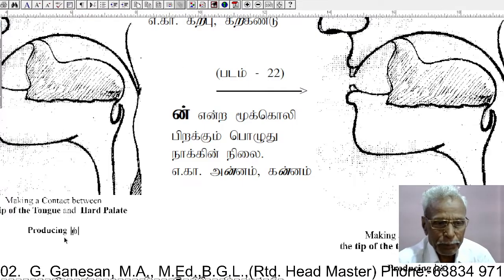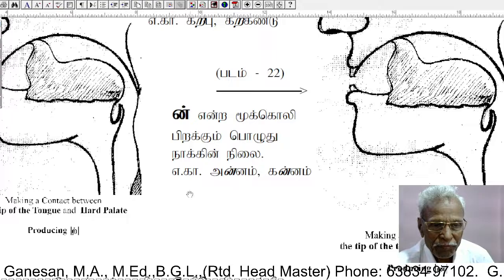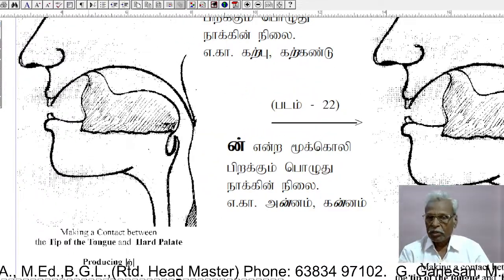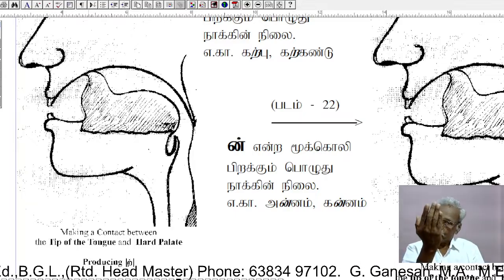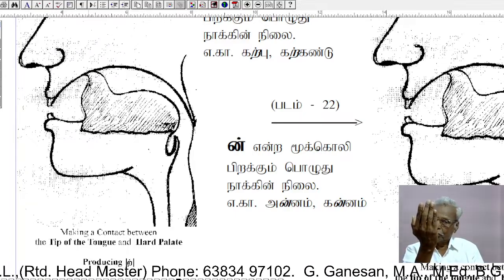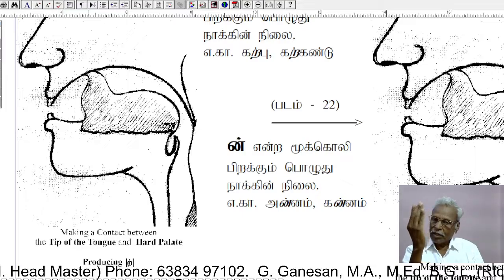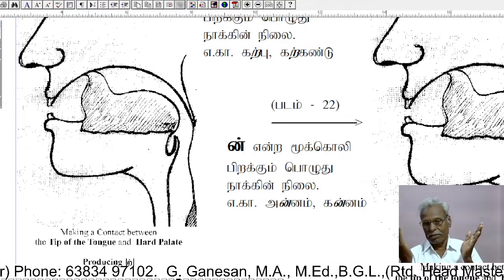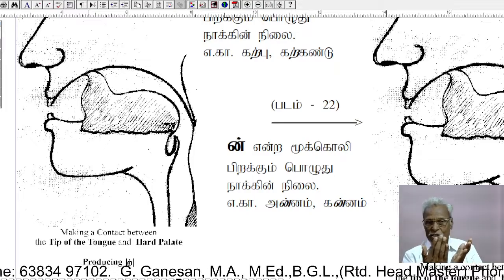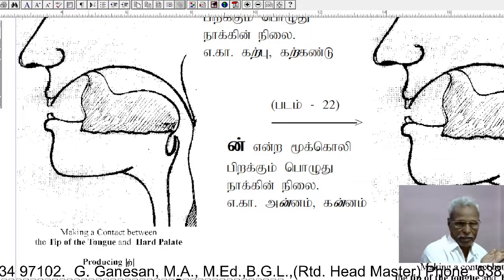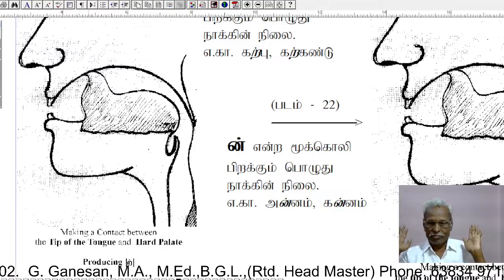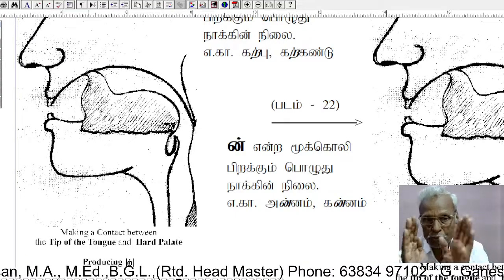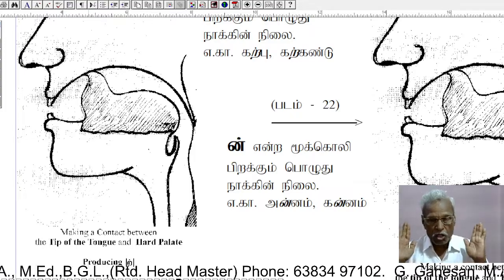But here, in the production of ir, the tongue is raised towards the middle of the roof and is having a tight contact and sends out the air through the sides of the tongue and the mouth. In both the cases, the air is pushed out by the vocal cords.